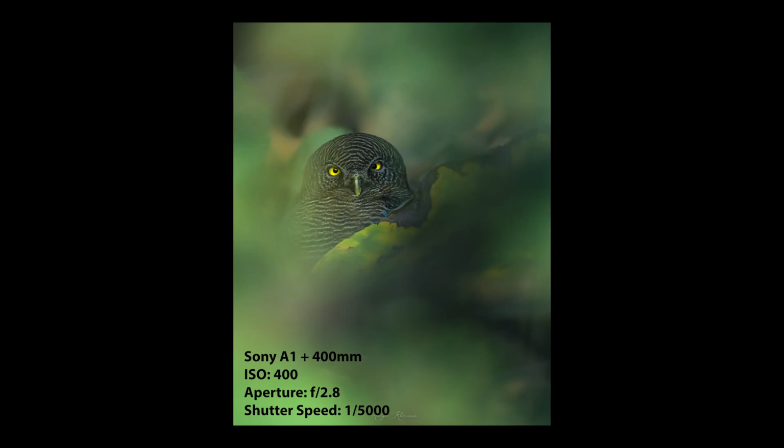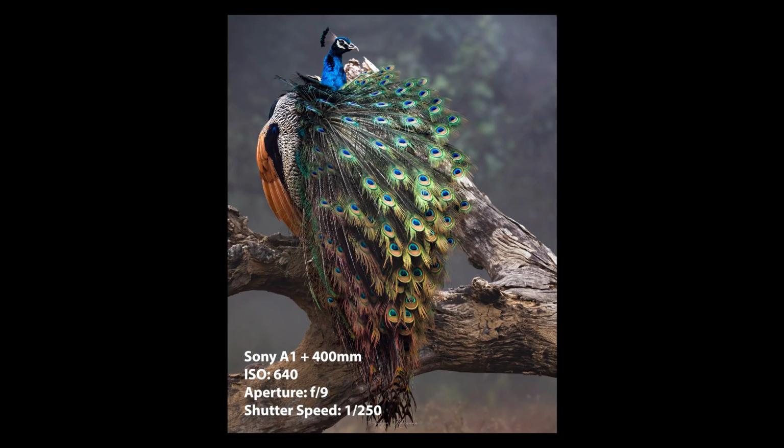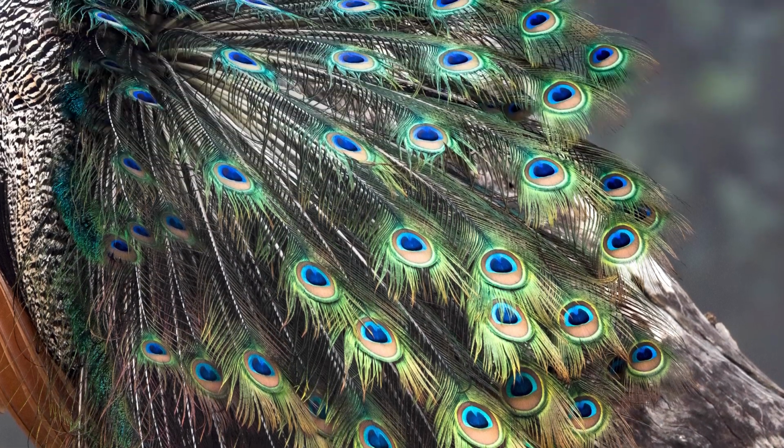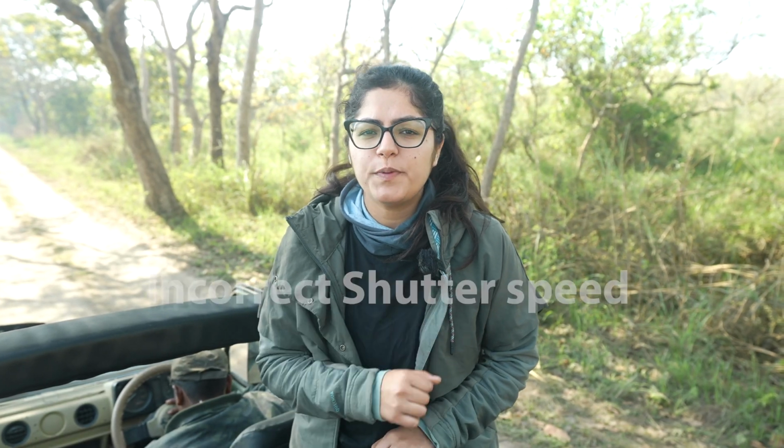So when you're in the field, think before you shoot. Do you need f2.8 in that situation or is f4 or f5.6 ideal? You know, I shot a peacock on f9 once and you can see the result. Look at the details on the feathers, look at the colors, look at the sharpness and crispness of the image. And the third one is perhaps your shutter speed is messed up.